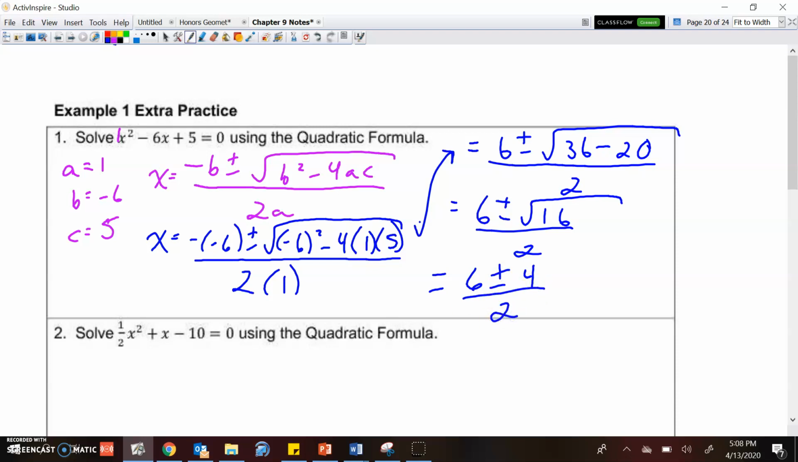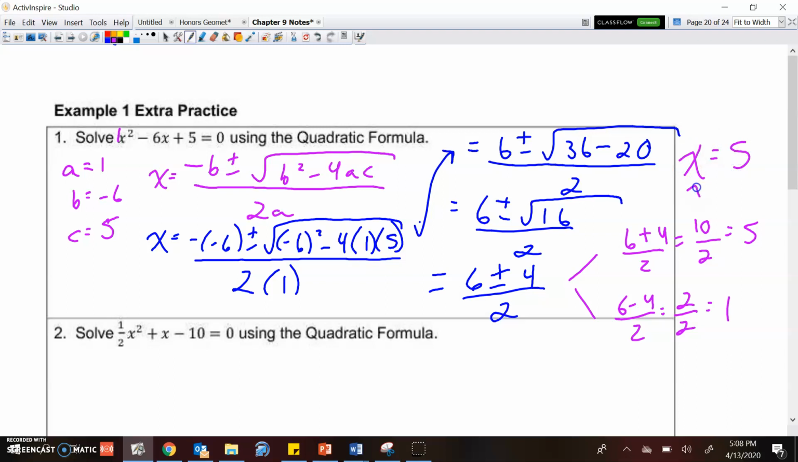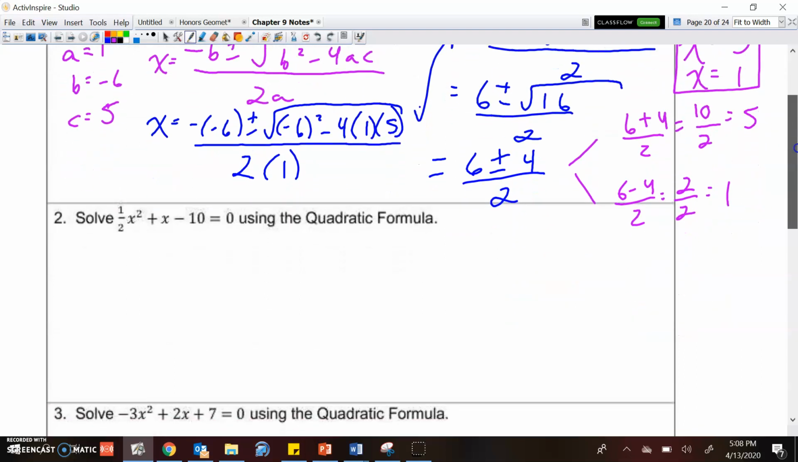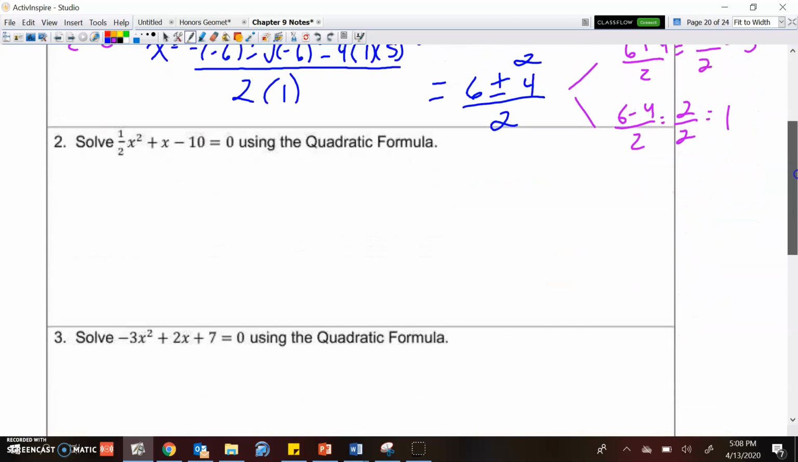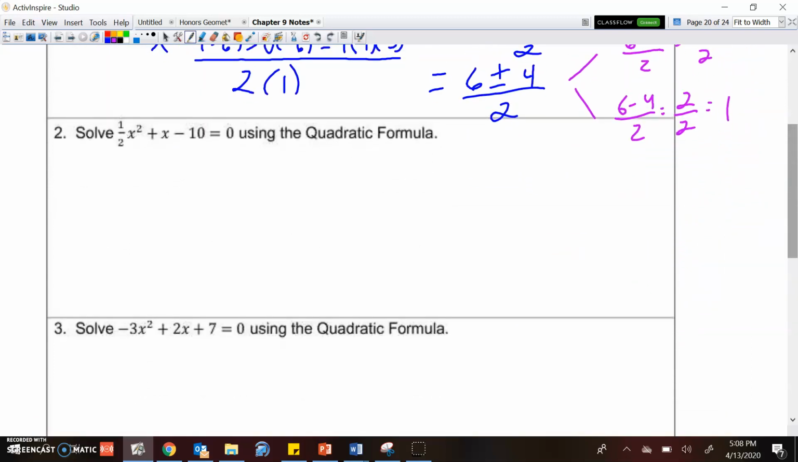And here's where I branch it into the 2 different options. I'm going to go 6 plus 4 over 2 and 6 minus 4 over 2. 6 plus 4 is 10 over 2, which is 5. 6 minus 4 is 2 over 2, which is 1. So in this problem, my 2 answers are x equals 5 and x equals 1. All right, I have 2 more that I'd like to do with you, so I'm going to keep rolling.